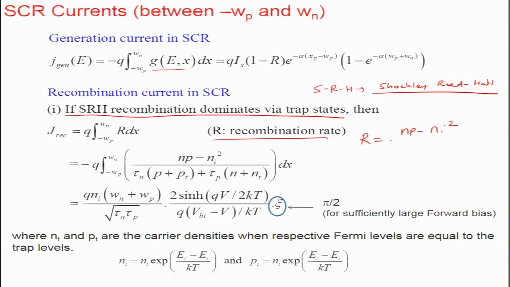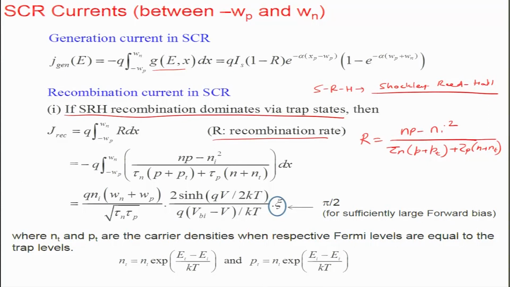R is equal to (np minus ni square) divided by [tau_n (p plus p_t) plus tau_p (n plus n_t)]. This is the expression where n and p are the electron and hole concentrations, ni is the intrinsic carrier concentration, tau_n is the lifetime of the electron, p_t is the hole trap density, and n_t is the electron trap density.